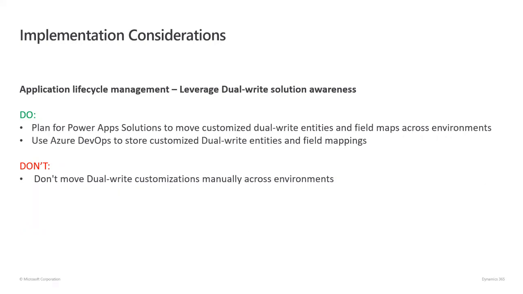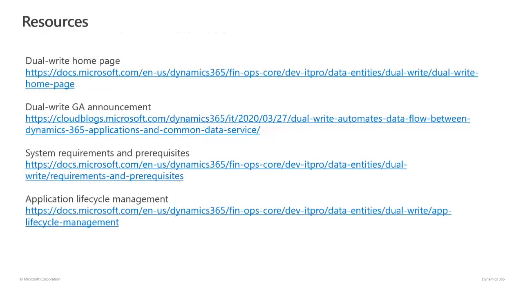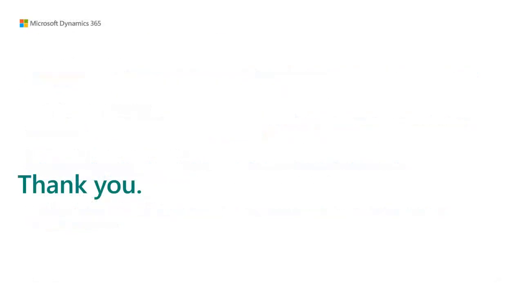And finally, for application lifecycle management, we made dual write solution aware, and we want you to leverage that. What that means is that any dual write related customizations, whether you create entity maps or customize existing entity maps, can be added to Power Apps solutions to help you with your ALM story. So we encourage you to use that and to use Azure DevOps to store those solutions as well, instead of moving things manually. We have a few resources for you that will be shared on the slide. And with that, I want to hand it over to AJ for closing.